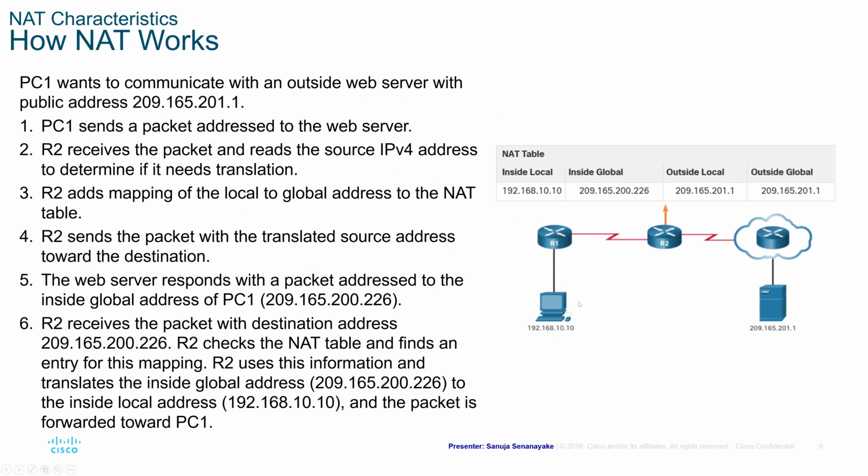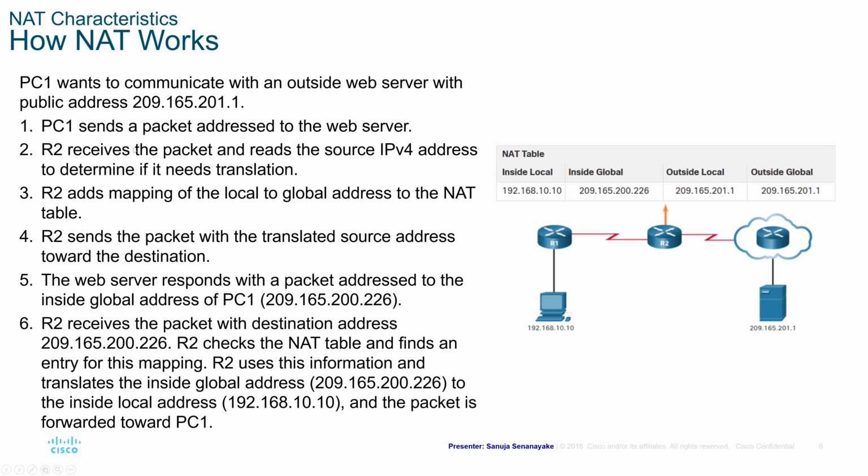So how does NAT work? PC1 in the diagram on the right-hand side, connected to router 1, wants to communicate with an outside web server with a public address of 209.165.201.1. The web server is outside of its private network, not within PC1's private network.